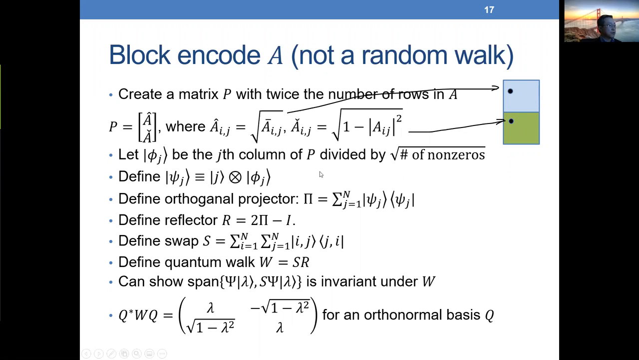And then you go through the same formalism: you take the columns of these matrices, augment them with elementary bases to create a projector, create a reflector, you have a swap operator, and then you can write down a random walk. It turns out that after you enlarge this so that each column represents some kind of transition probability that sums up to one, you can show that the quantum walk you construct out of this augmented matrix can be represented by this 2x2 matrix, which is very nice. That just means that we can now also block encode A in its upper left corner.